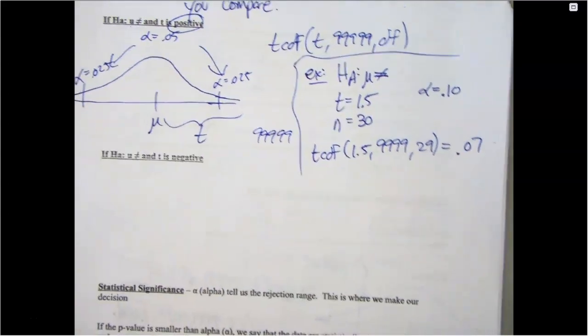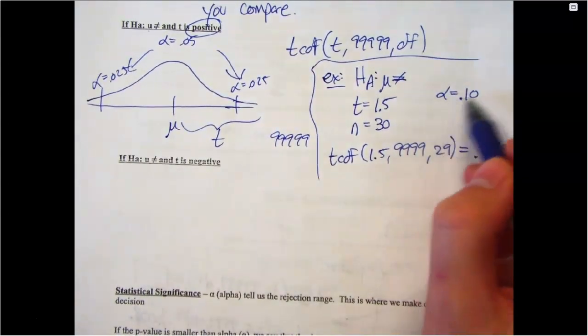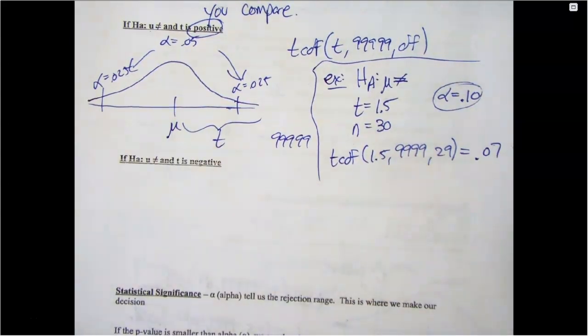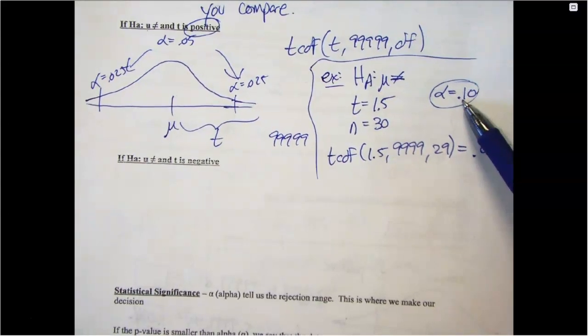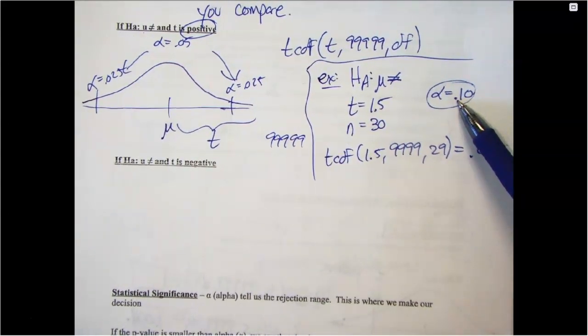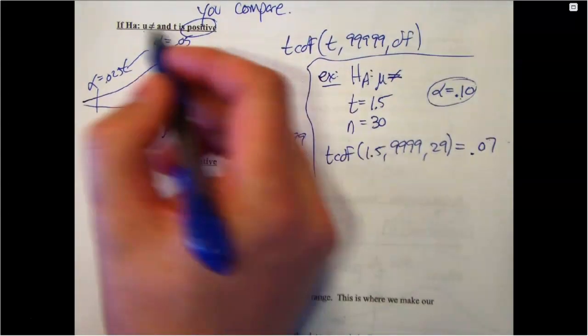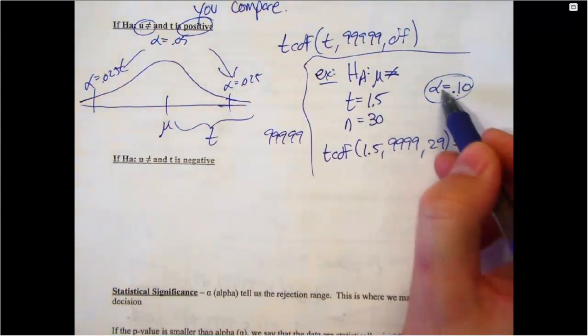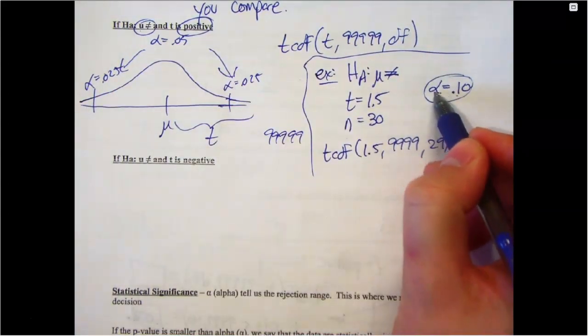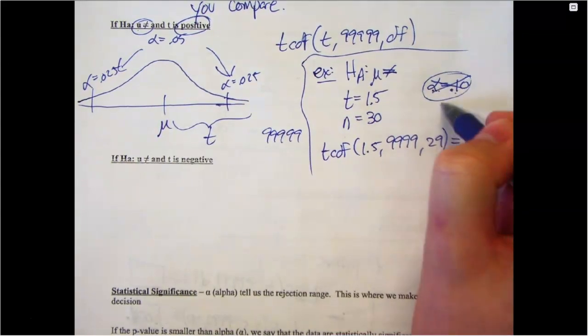So they would give you this 0.07, and alpha is 0.10. So then they would say, do I reject H naught, or do I fail to reject? You're tempted, maybe, to say 0.07 is less than 0.10, so I reject. But that would be wrong, because in this case, it's a double-sided test. So this alpha needs to be split in half. So what is alpha really?